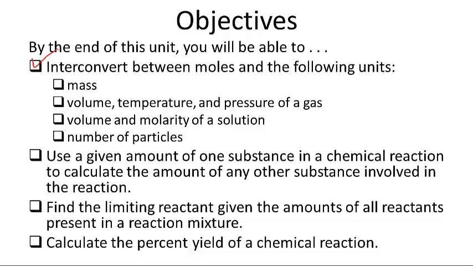Can you use a given amount of one substance in a chemical reaction to calculate the amount of any other substance involved in the reaction? That's just our three-step process. Go to moles, use the equation, go back to whatever unit you're asked for. Can you find the limiting reactant given the amounts of all reactants present in a reaction mixture? And calculate the percent yield. Yes, we just did that.